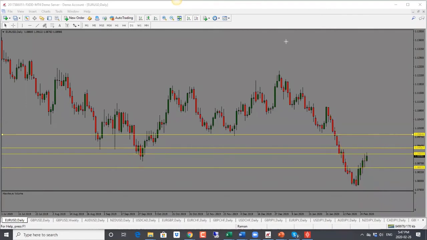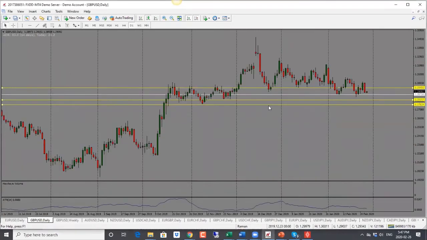So bias is neutral for euro dollar. Pound dollar here, we saw that price was into resistance here, wasn't able to go through the resistance, and a big drop here in British pound. So with that, now we have a bearish engulfing candle close.